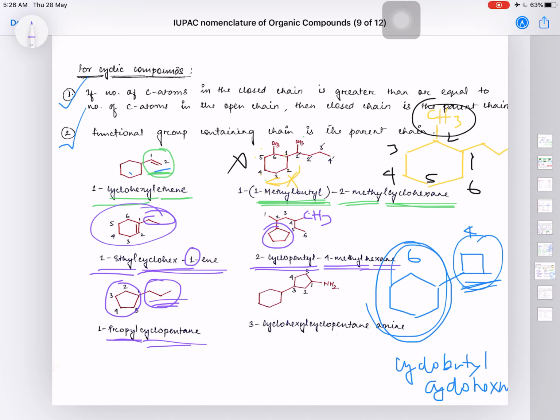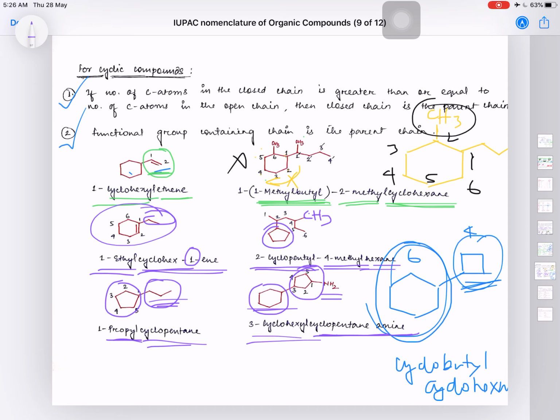Then you have this one, a 6 carbon ring and a 5 carbon ring. Now you see this 5 carbon ring has an amine substituent. Since the substituent is present on the smaller ring, the smaller ring will be your parent ring, so it will be cyclopentanamine, and in the substituent you have cyclohexane.